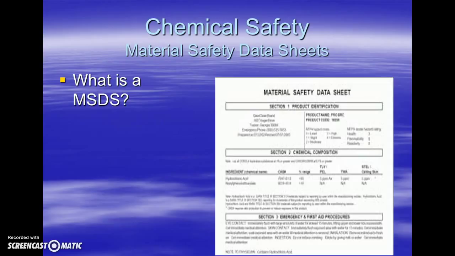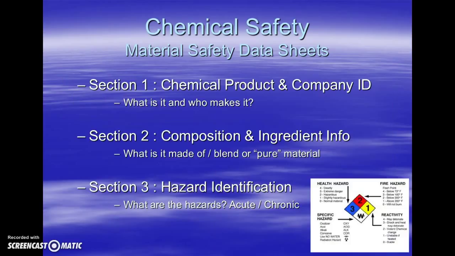The most important resource that we have for chemical safety are what's called Material Safety Data Sheets, or MSDS. These sheets contain all the information that you need for the safe handling of these materials. Section 1 contains information regarding the chemical product and the company that makes that product. Section 2 contains information on the composition of the material and any ingredients that are in a blended material.